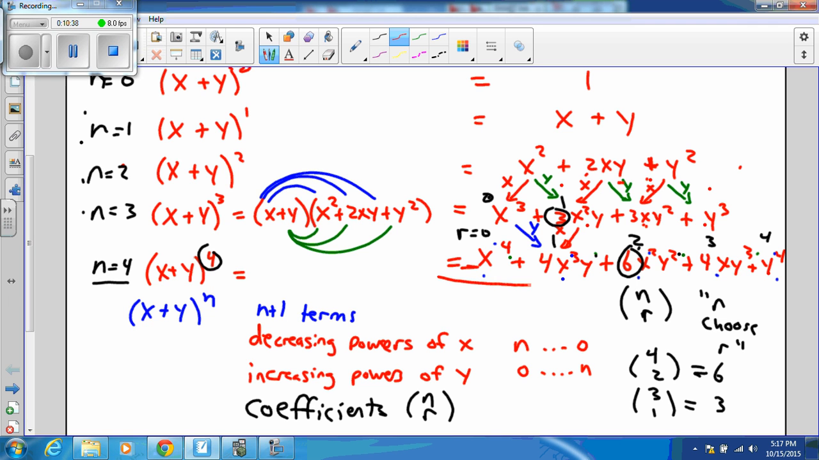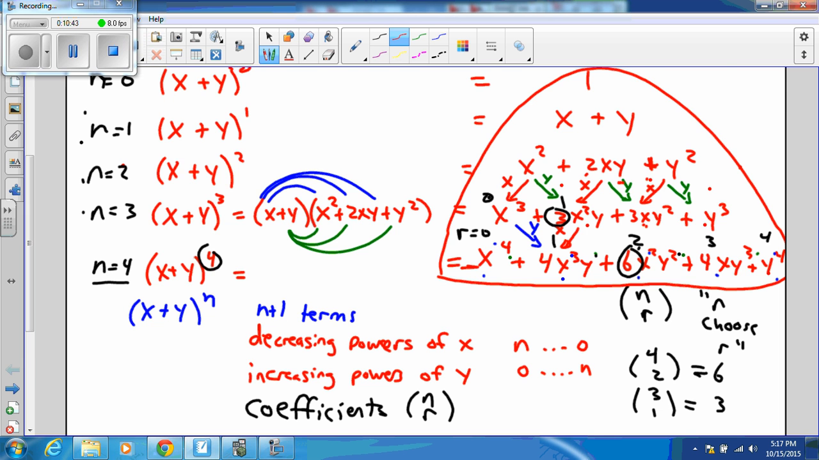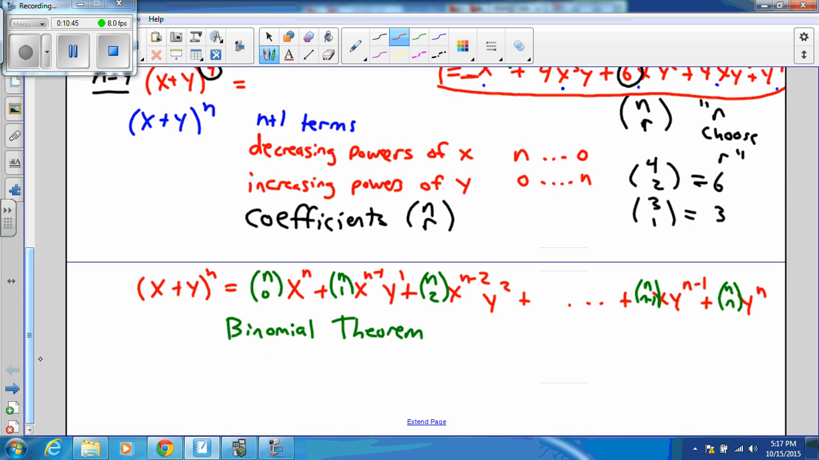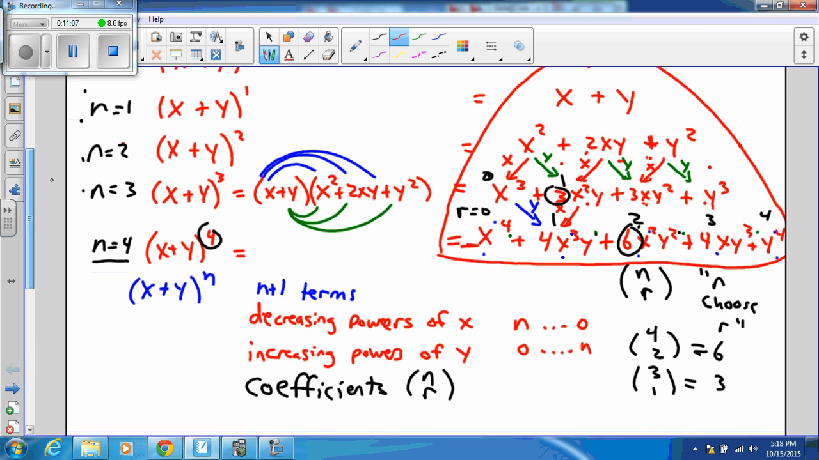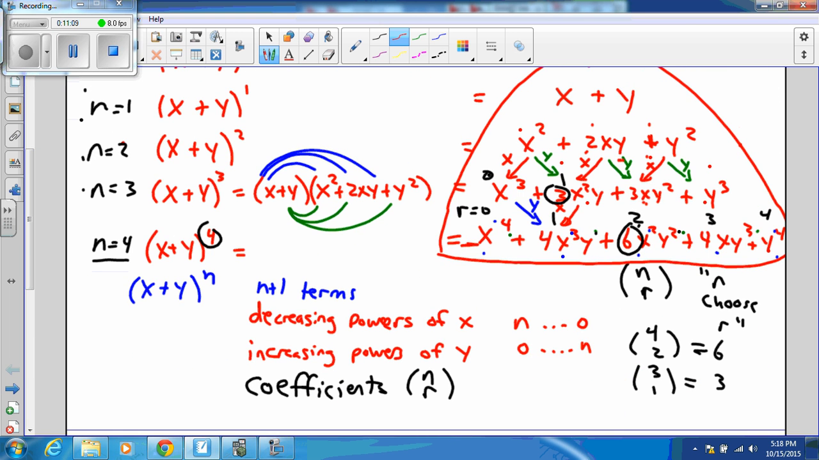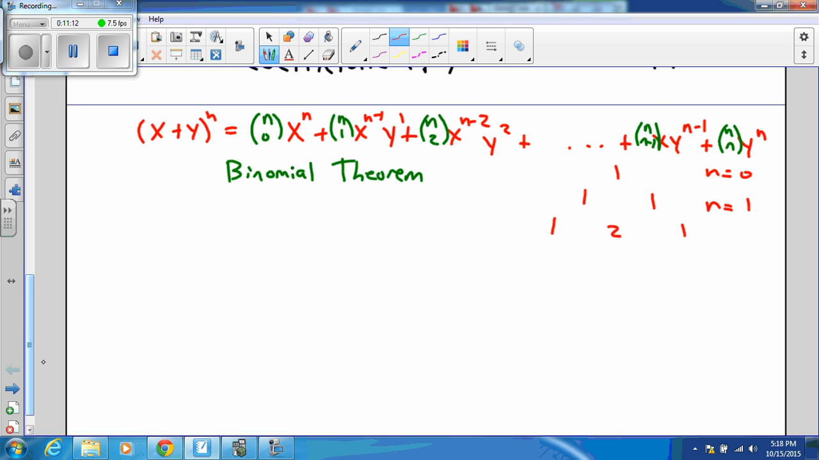Let's come back to the triangle that we have right here. And what I'd like to do is to look at just the coefficients, so that if I write just the coefficients, starting at 1, that's x plus y to the 0, and then I can write 1, 1 for 1 times x plus 1 times y, and that's for n equals 1. And then I can write 1, 2, 1 for my coefficients in x plus y squared.